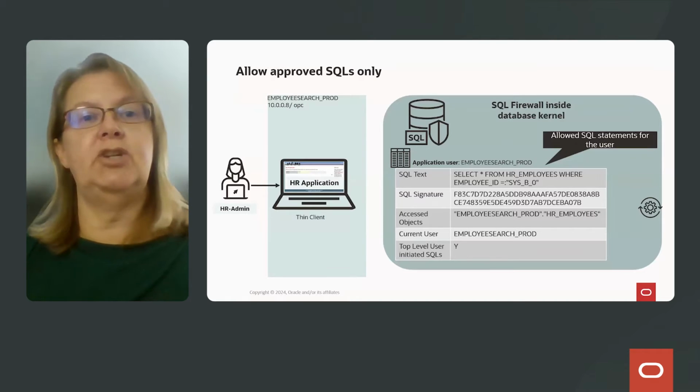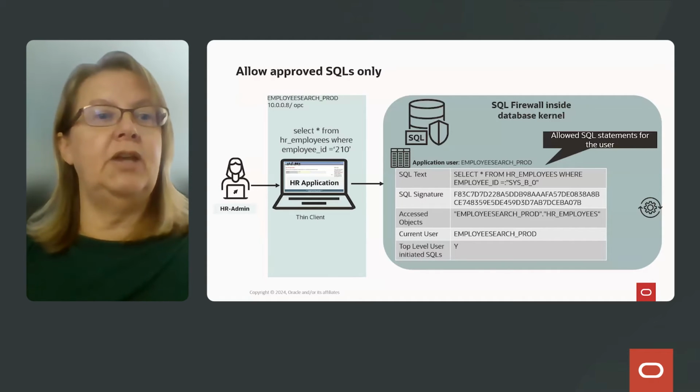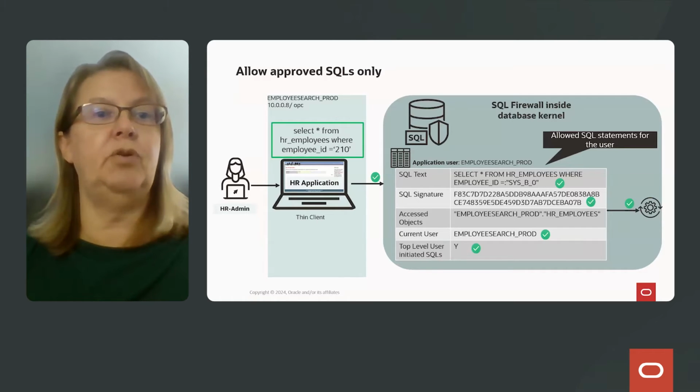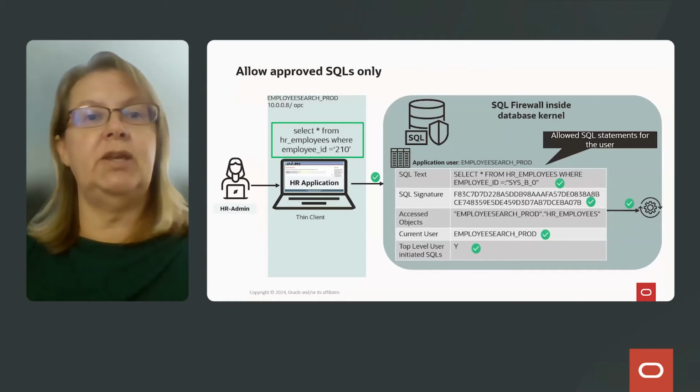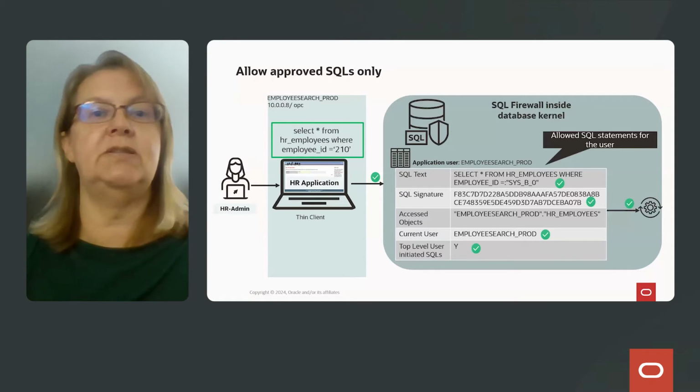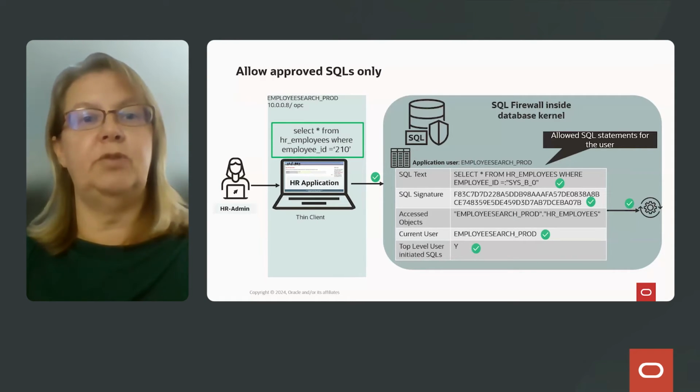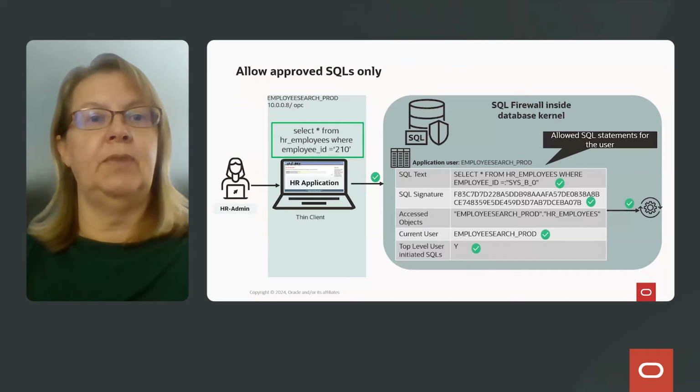Again, the HR application now connects to my database via the employee search prod user. For this user, we know exactly which statements are allowed. The HR admin is using the application. He wants to look at some employee data. He's selecting an employee ID here. And then we're checking, yes, we have this. This statement is allowed on our list, and the statement will be executed.